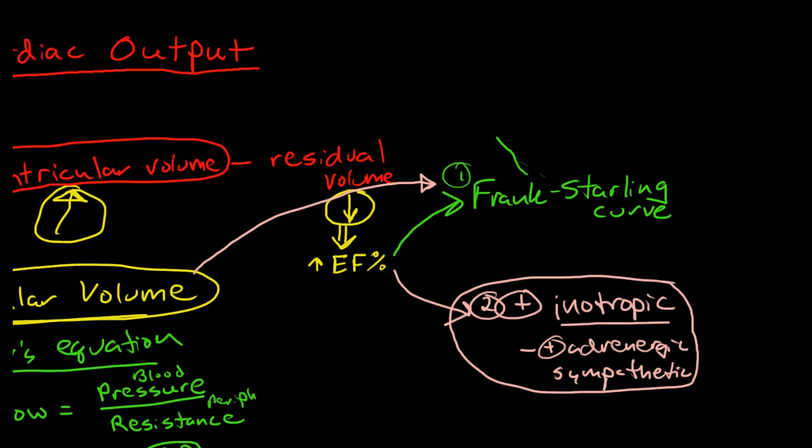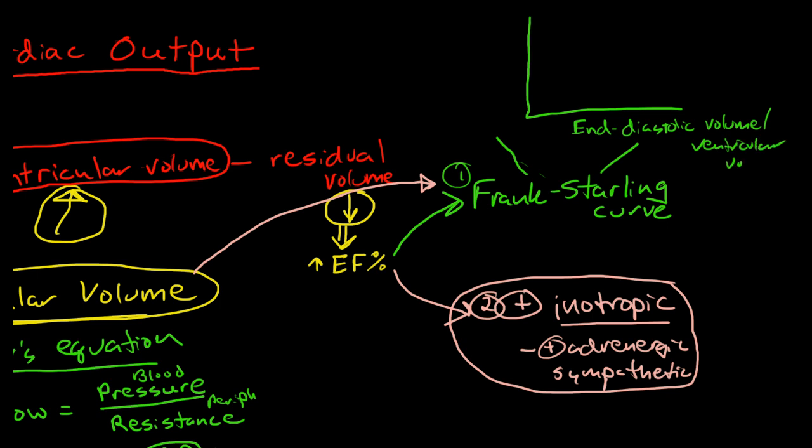Okay, so let's talk about the Frank-Starling curve. So basically, what we have here is end diastolic volume, which is going to be what I've been calling ventricular volume. So this is the maximally filled ventricle. And we have here the stroke volume, or the amount that's ejected from the ventricles on systole. And with the Frank-Starling curve, as end diastolic volume increases, the stroke volume increases as well. Part of this is due just to the increased volume, and part of this is due to increased ejection fraction. Now, why does ejection fraction increase when there is an increase in end diastolic volume?